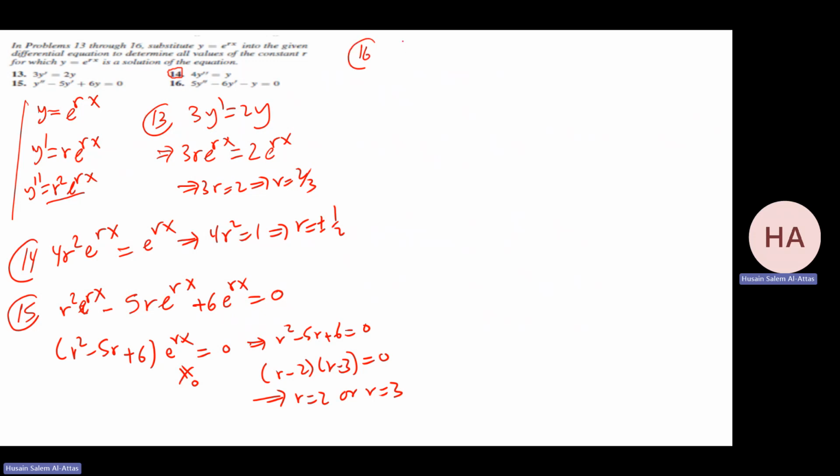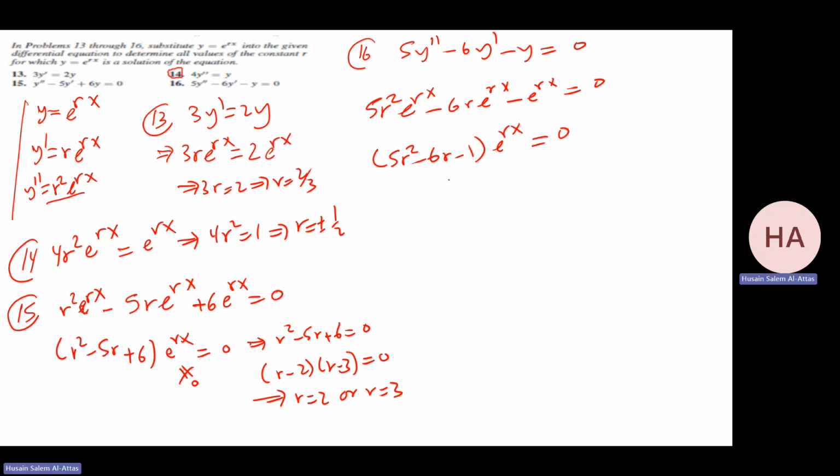16. 5y double prime minus 6y prime minus y equal to 0. Substitute, I have 5r squared minus 6r minus 1 equal to 0. I need to factor this. I think I can have 5r and r, but minus 1 plus 1 will not give it to me.